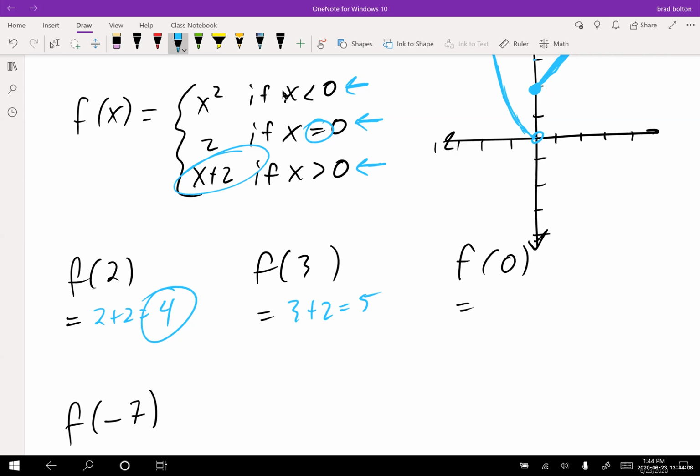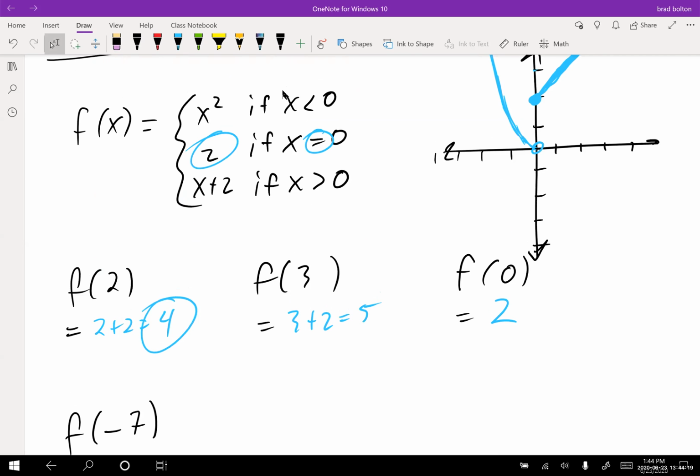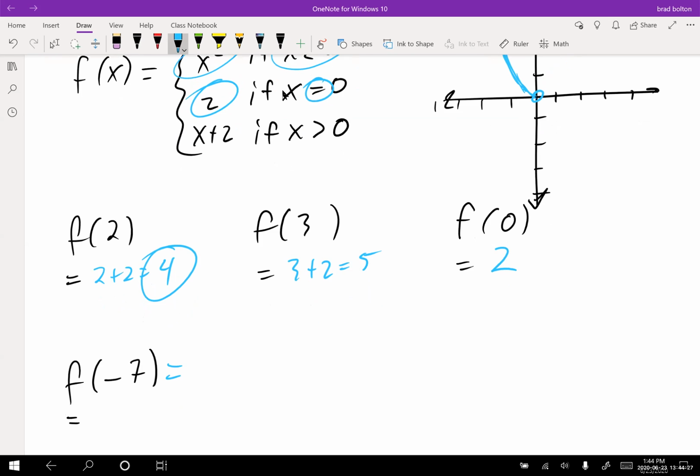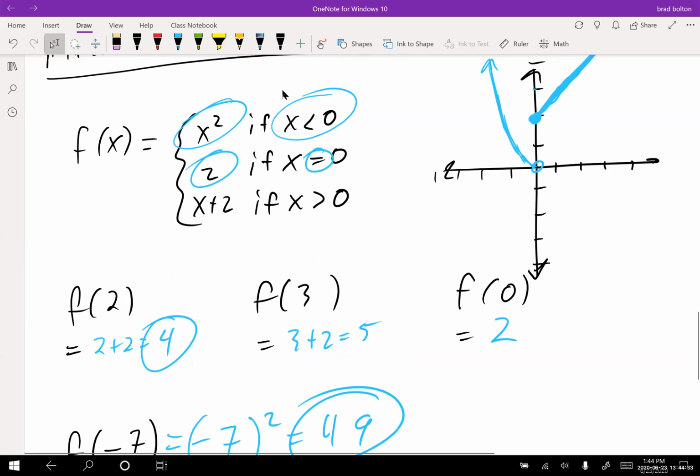But now for 0, we have to think differently. Which one of these has the domain when x is 0? Well, that would be him right there. So we say it's 2. Now, which one of these has the domain when x is negative 7? Well, this one talks about x being smaller than 0, so we plug negative 7 into here, and we get negative 7 squared, which is 49. And that's our answer. So this is how you can use a piecewise function to evaluate functions.